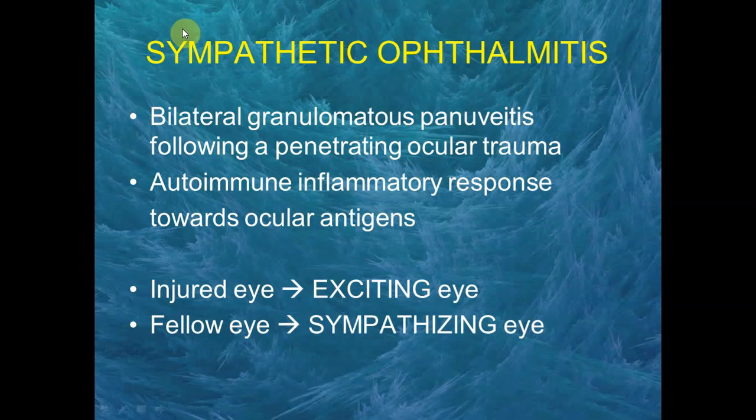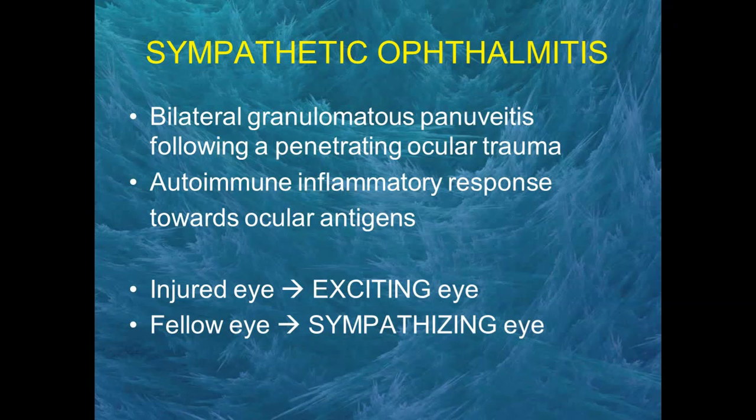The last topic in intraocular foreign bodies is sympathetic ophthalmitis. So what exactly is sympathetic ophthalmitis? It is a bilateral granulomatous panuveitis which usually follows a penetrating ocular injury. It is an autoimmune inflammatory response towards ocular antigens. Now here we see manifestations in both the eyes, the injured eye as well as the non-injured eye.